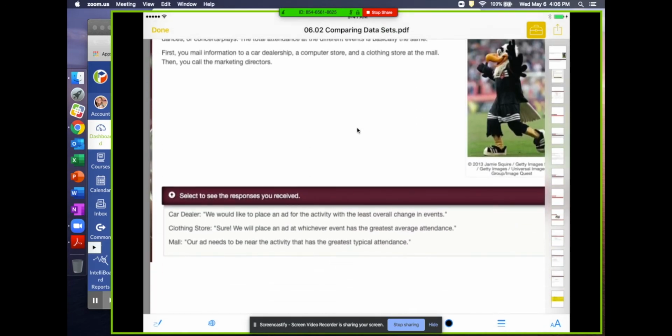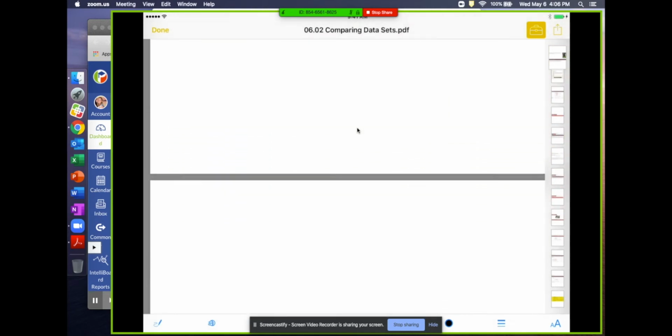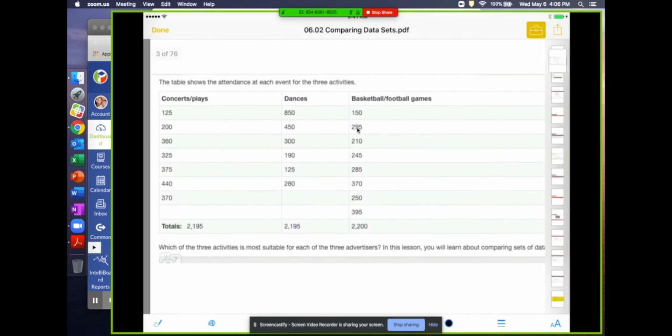So first, we have a computer store, a clothing store, and then the car dealership. The car dealership said they want the event with the least overall change in attendance. The clothing store wants the greatest average attendance, and then the computer store wants the greatest typical attendance. So we're going to look at the data and talk about a couple of different ways that we can determine what's going to be best for what these companies want.